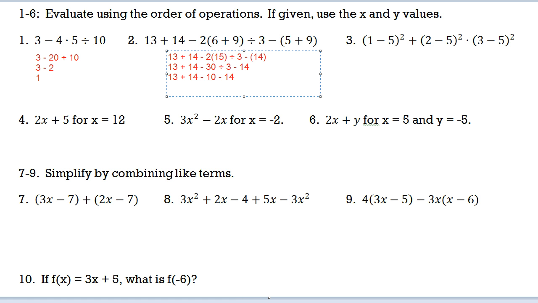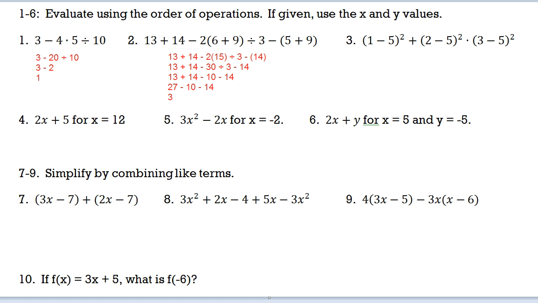13 plus 14 is 27. 27 minus 10 is 17. And 17 minus 14 is 3. So once again, a lot of work, and we end up getting a pretty easy answer. But hey, I'll take it. So the answer is 3.